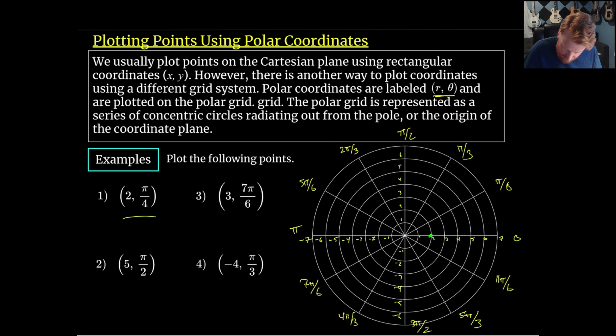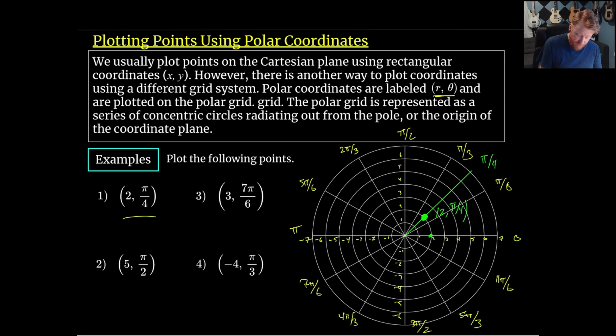And then I want to go up to pi over 4, and pi over 4 is going to be in between pi over 6 and pi over 3. So if I wanted to draw in another reference line here for pi over 4, I could, but we don't always absolutely need to. But there we go. There's the point (2, pi over 4).